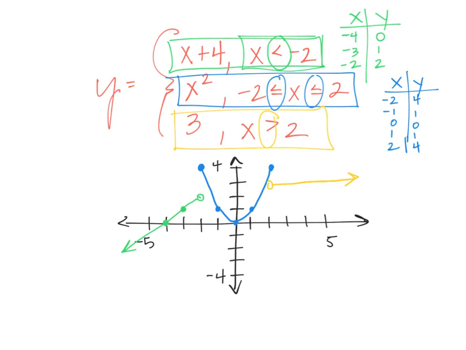Now, I want to point something out to you. This is a function because for every x value, there is exactly one y value that corresponds. Another way to say that is it passes the vertical line test. If I draw a vertical line anywhere here, I only hit the function one time. That's why those open circles are so important, because if we didn't have the open circles there, it would hit the function twice and therefore not be a function.